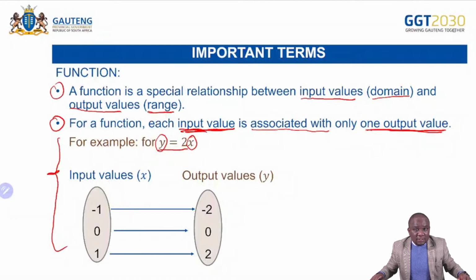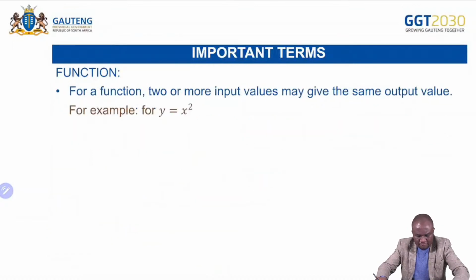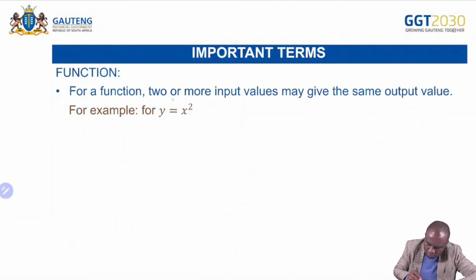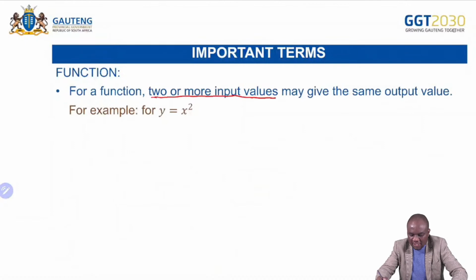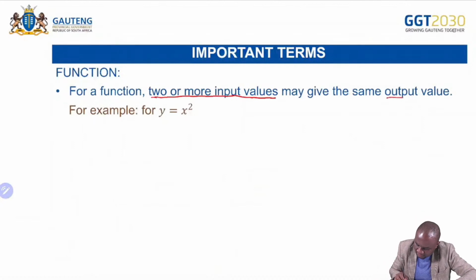Right, welcome back, grade 10s. One more condition for a function. It's not about one input value associated with one output value only. I just broke this into two parts so that we can understand nicely. So one more condition. For a function, two or more input values may give the same output value.